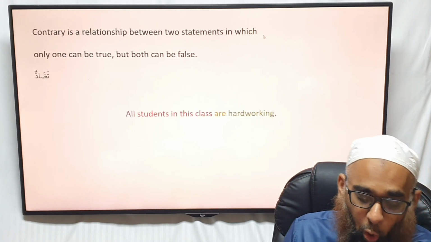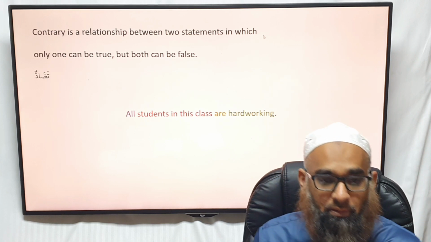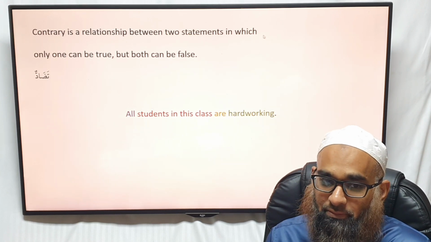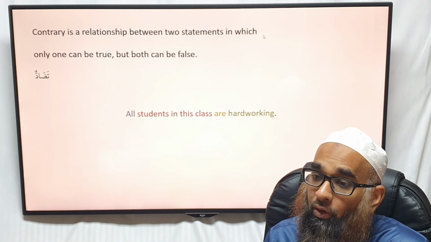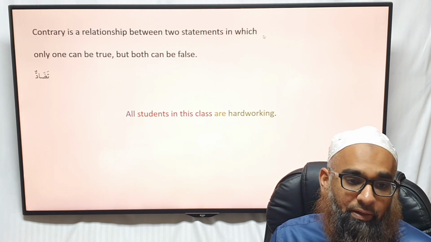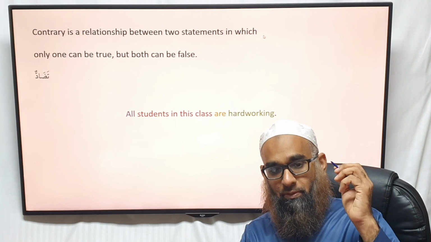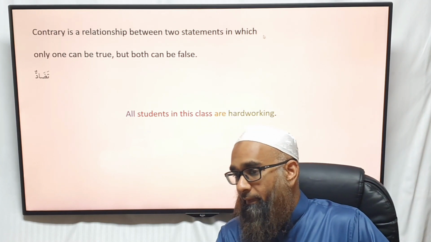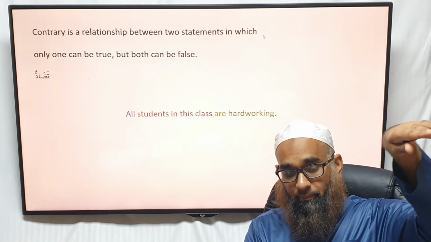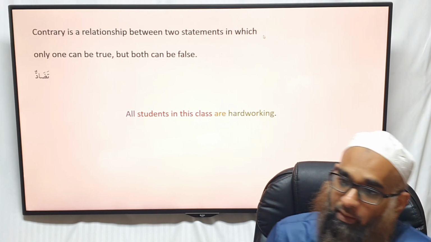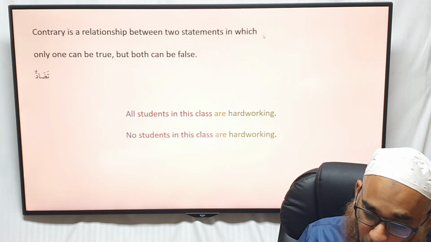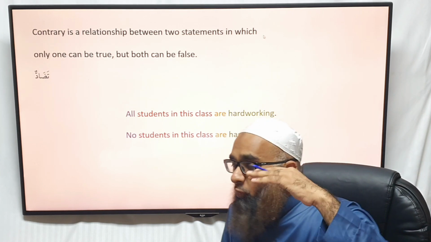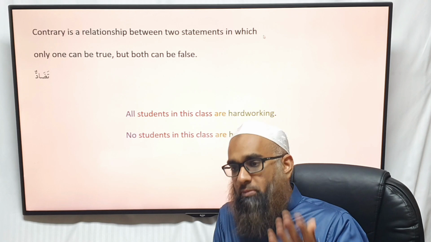So for example, all students in this class are hardworking. So what can't be true as well? Some students are not hardworking. No students are hardworking. So the E and the O, it goes across like this. These are tadad, the top one. You following? So if you look at it, no students in this class are hardworking. So both can't be true. If one is true, the other has to be false.